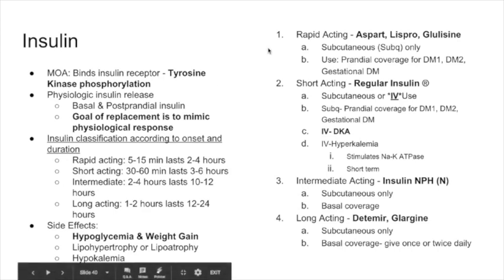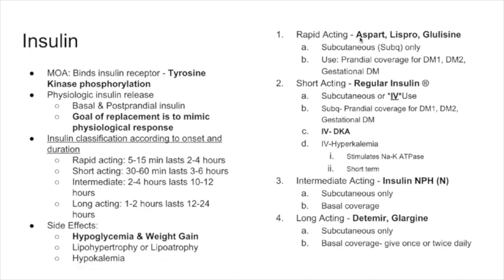Starting with the different types of insulin, the first one is the rapid acting, and that comes in the flavor of aspart, lispro, and glulisine. And it's important to know these names, especially aspart and lispro.